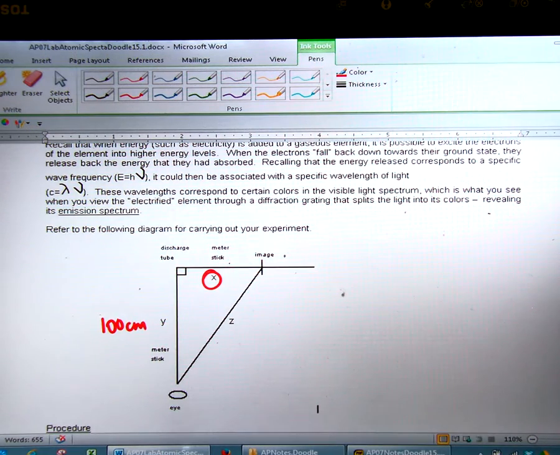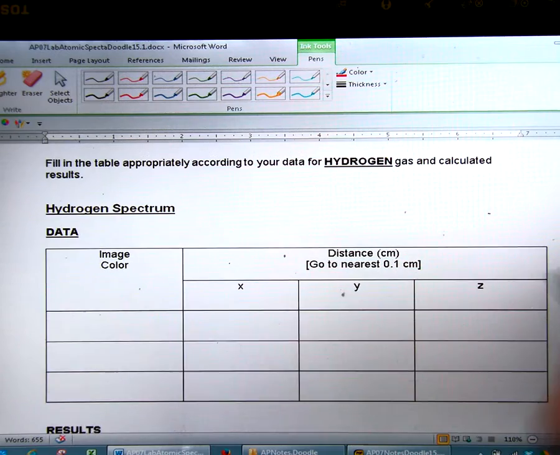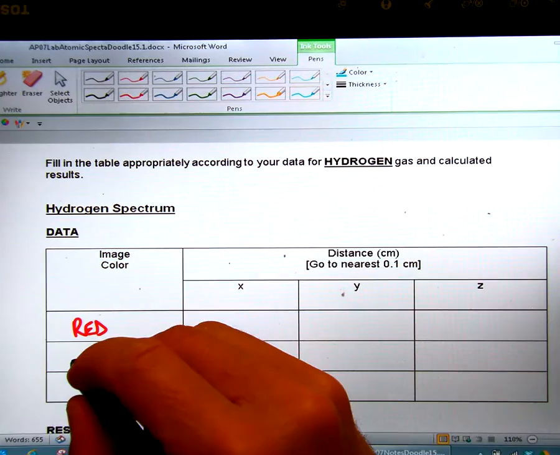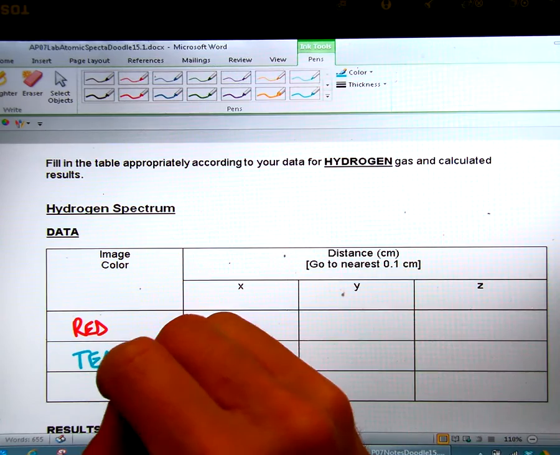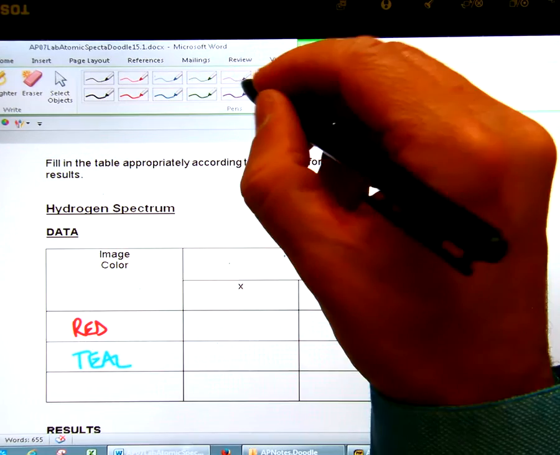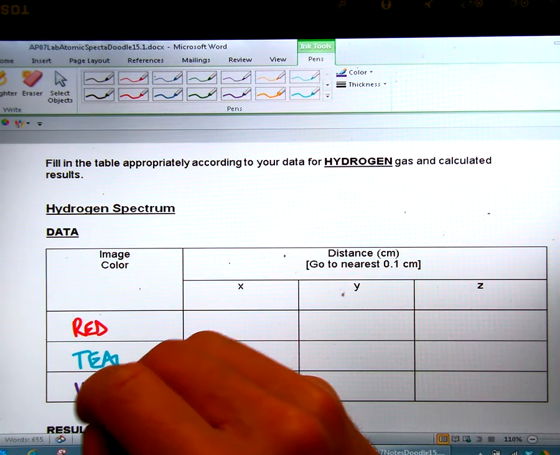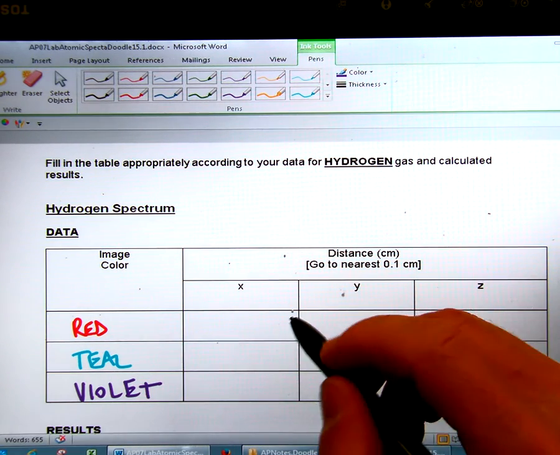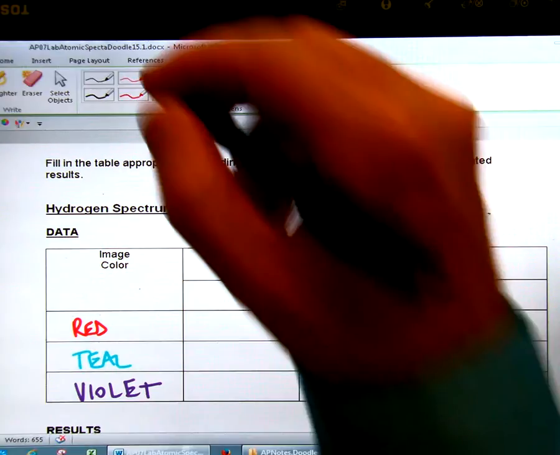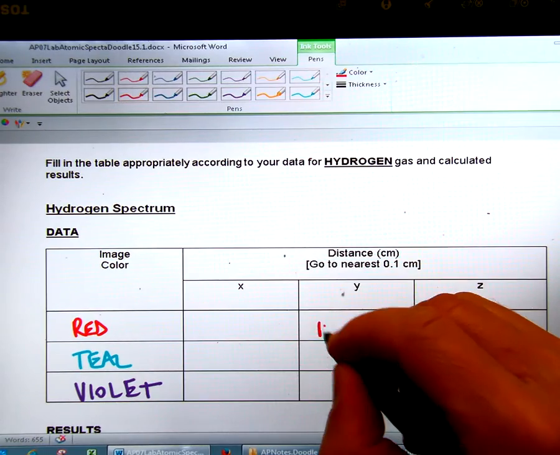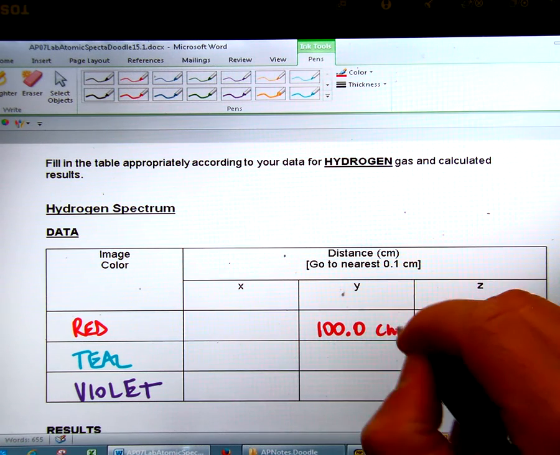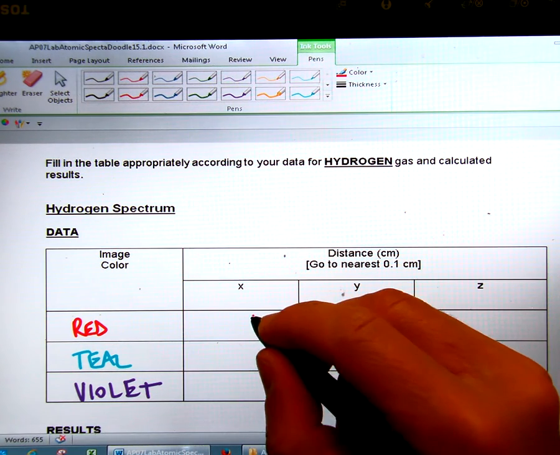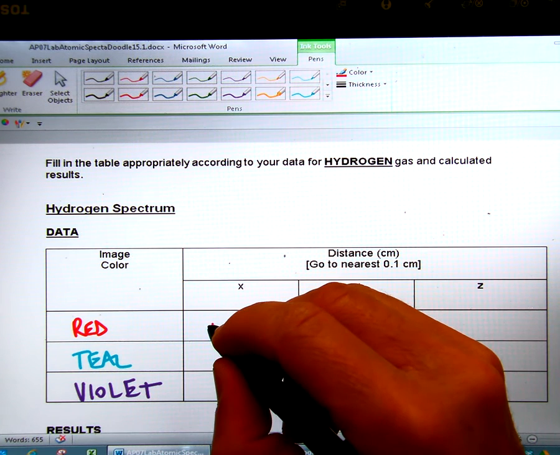You would record the distance of that image, which was your X value for each color. When you did hydrogen, you should have found 3 colors. You should have found red, some sort of teal, green, blue, whatever you wrote down. And then you should have also had some sort of violet. It's okay if you had them in a different order, but you should have gotten your X values for each and your Y values for each. Your Y values are all going to be 100 centimeters because you were always 1 meter away. And these are the 3 data pieces that you should have recorded.